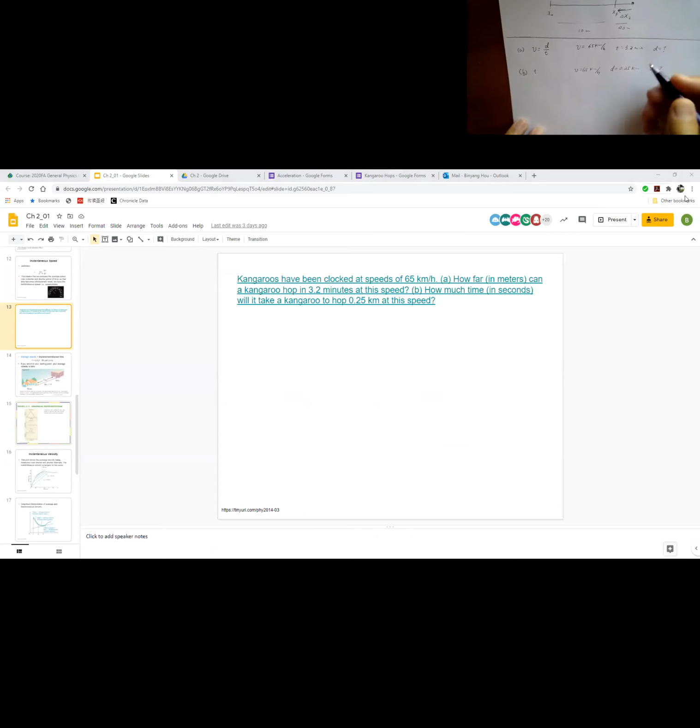All right, so on the first one, A here, you're looking for D, so you'll be starting with this equation. Now to look for D, you multiply both sides by T, so you get T times V equals D, or D equals V times T. So V is 65 kilometers per hour, and multiply by 3.2 seconds.